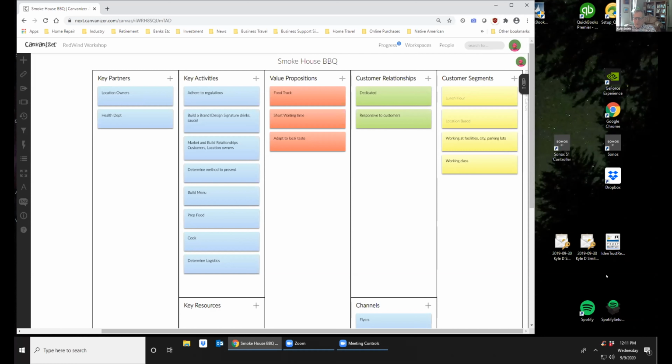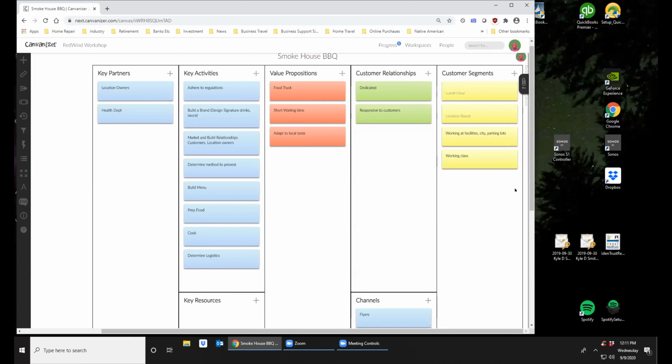Okay. So who are the primary customers that we're targeting? So the customers that we decided to target would be the people at these work sites that only have a short amount of time for service. They can get it in fast, it's like fast food, but it wouldn't really be fast food, better quality.